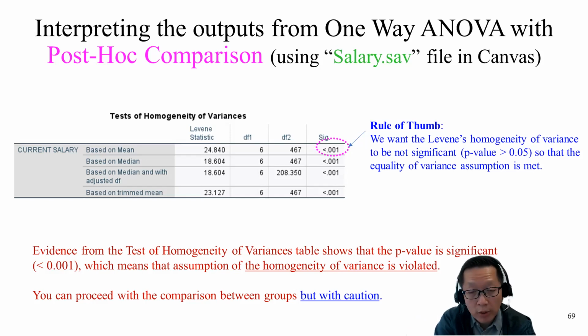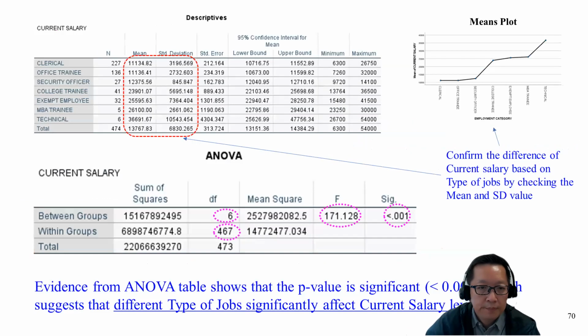So when it's violated, what can you do? You can still go ahead with comparing the groups, but just have to be very careful and cautious. It's never really causing a problem, but you just have to be careful.